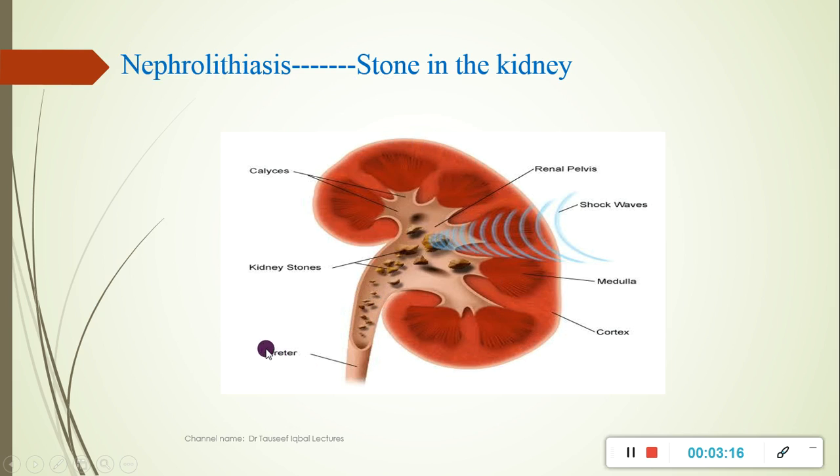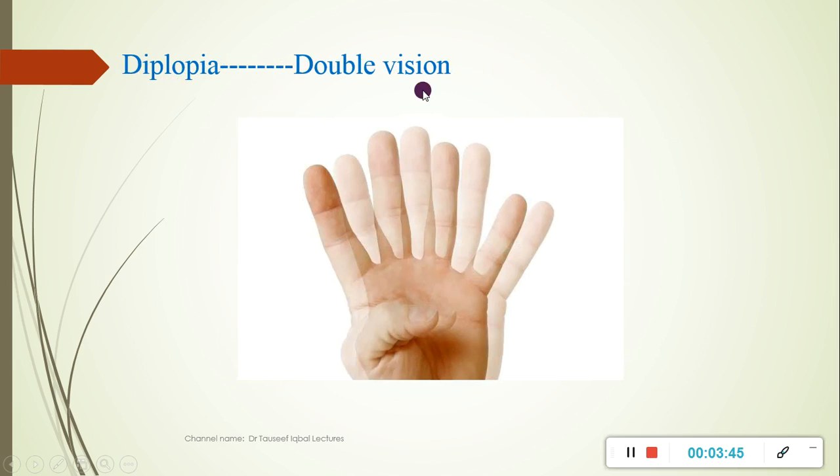So this is ureter, this is kidney stones, different sizes stones, this is calyx, and this is renal pelvis, this is outer part, and that is renal cortex, while inner side is called the renal medulla. So stone inside the kidney is nephrolithiasis.